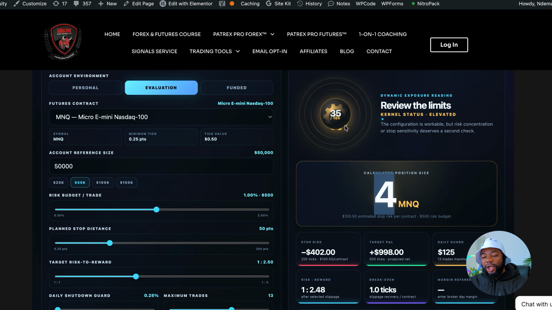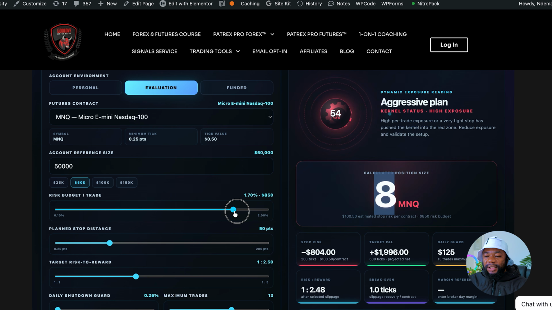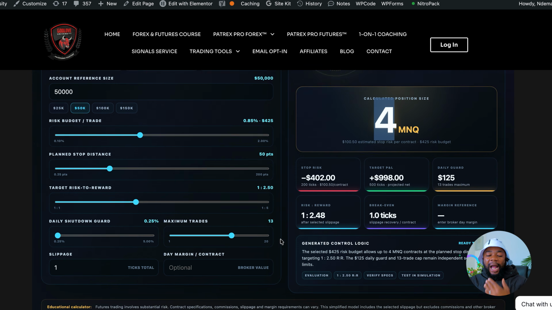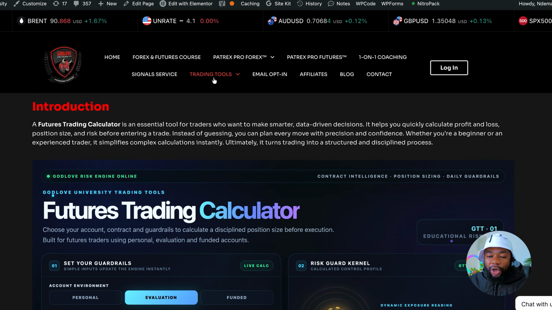At least for futures, with your risk score, you can stay below 40 for futures. You can stay below 40, right? And remember, if you increase this, see, it becomes red. Anything above 50, it becomes too high. So that's a futures calculator for you.